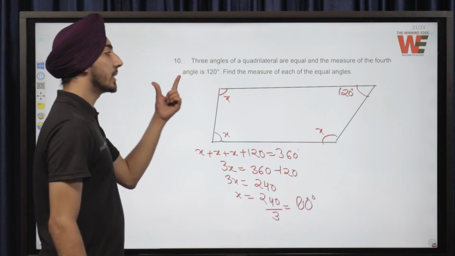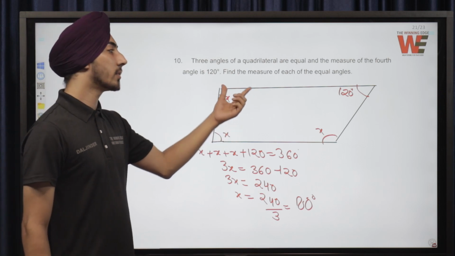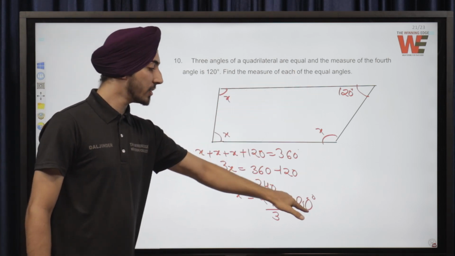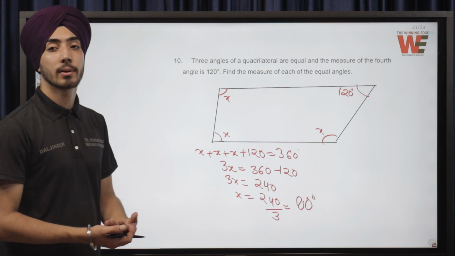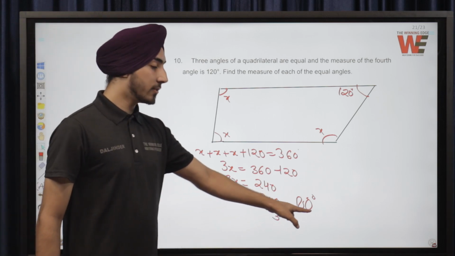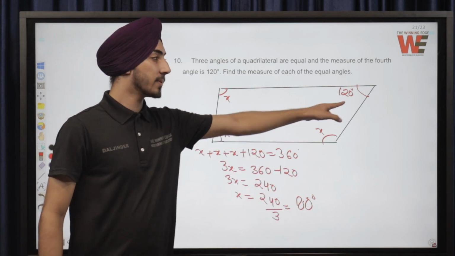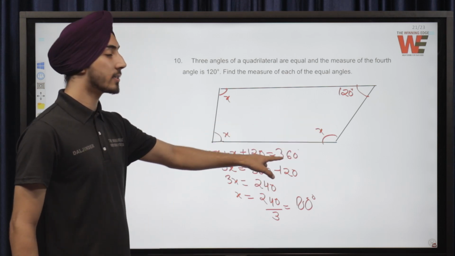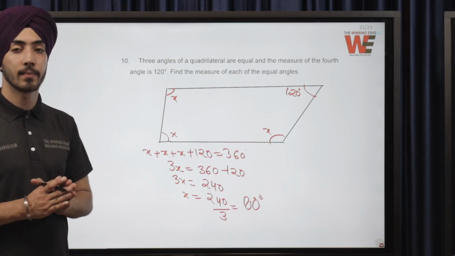So the measure of the remaining 3 angles of a quadrilateral, or the measure of the 3 equal angles, is how much? 80 degree. Now how do we make sure that our answer is correct or not? 3 8s are 240. 240 plus 120 is giving us 360. So this means our answer is correct.